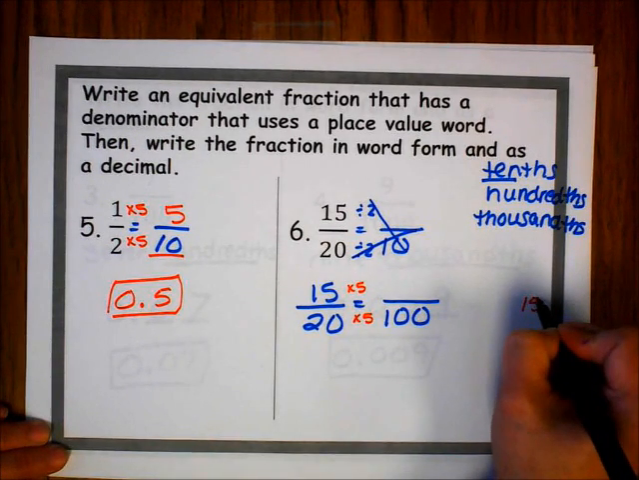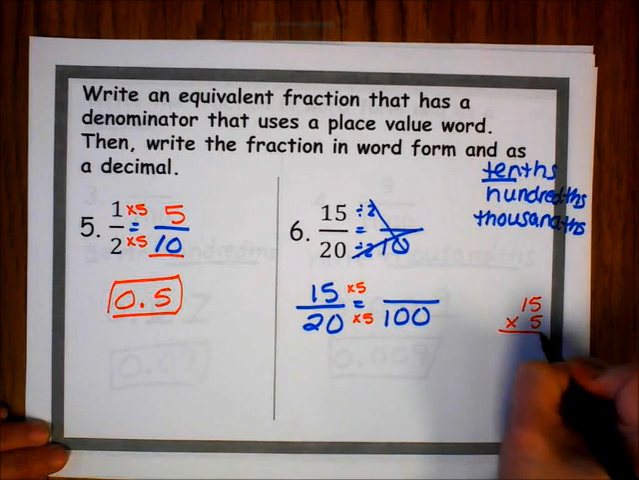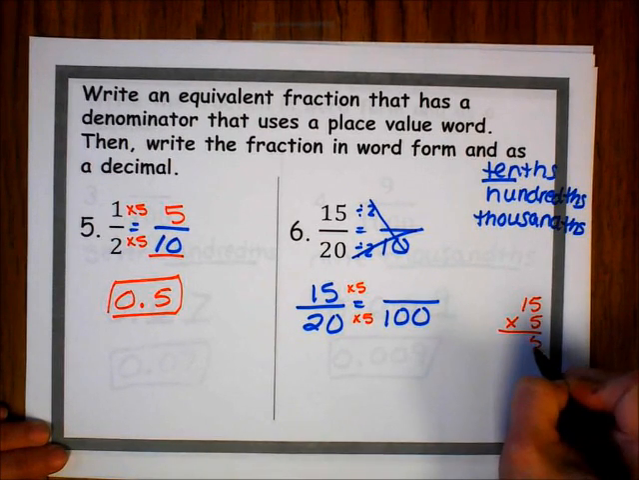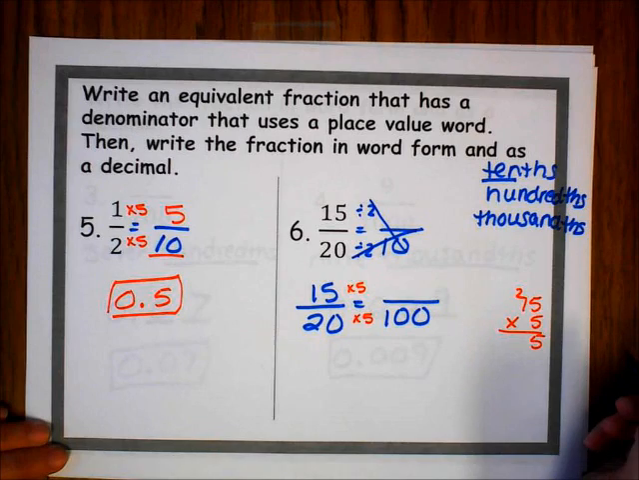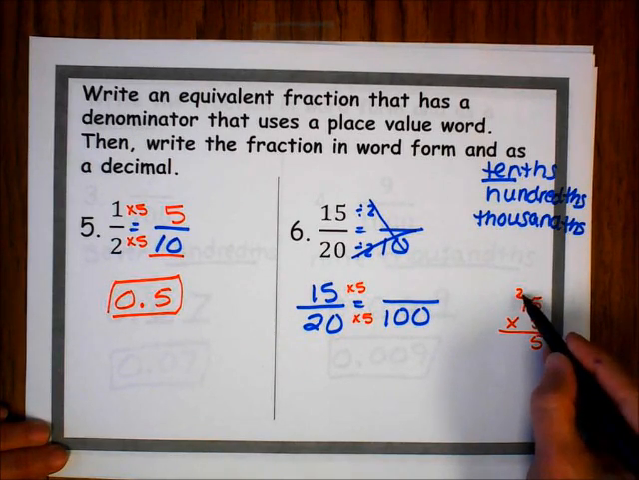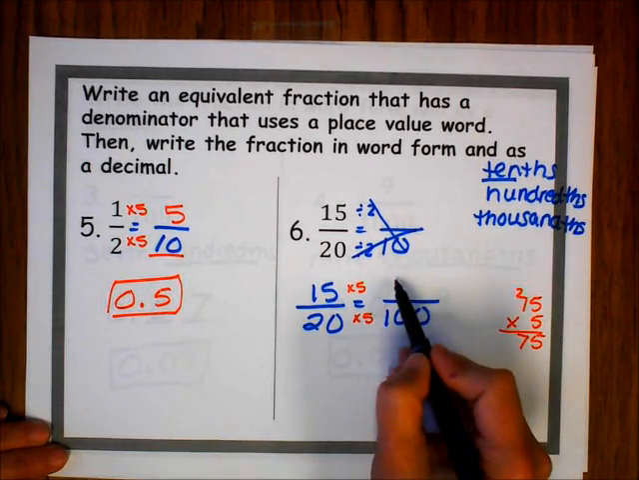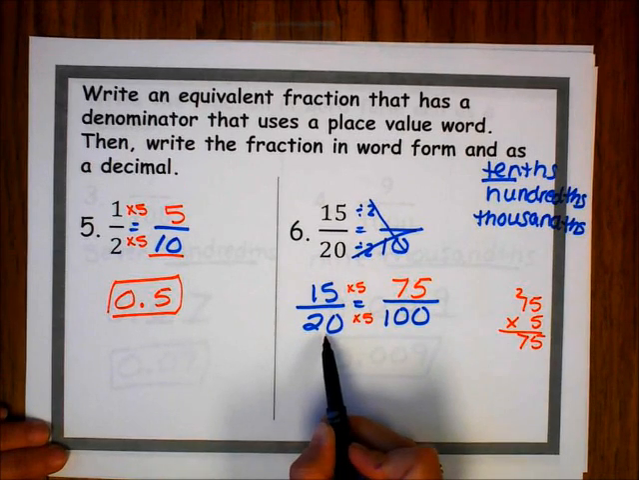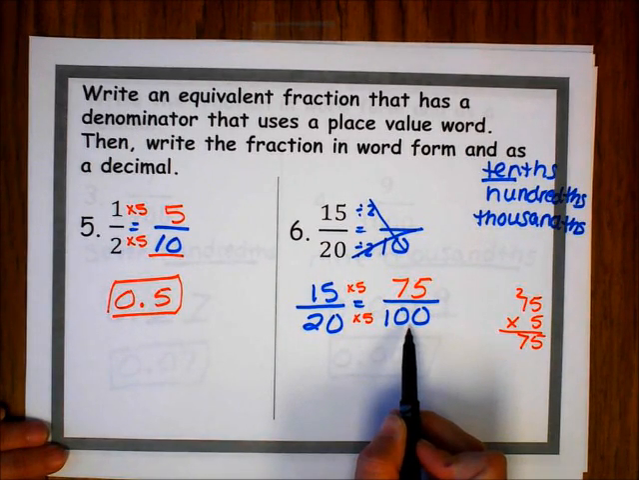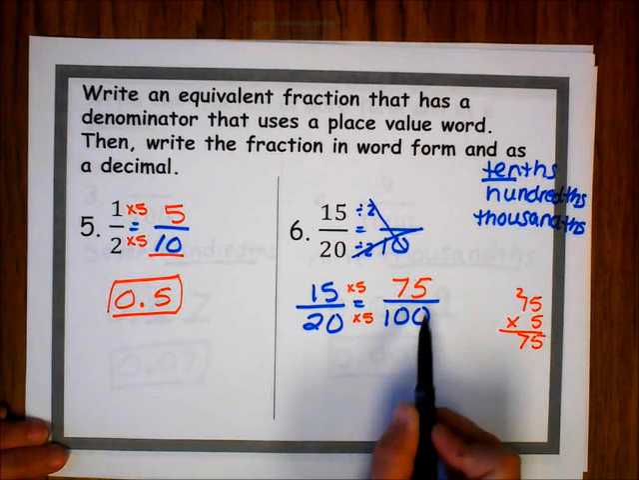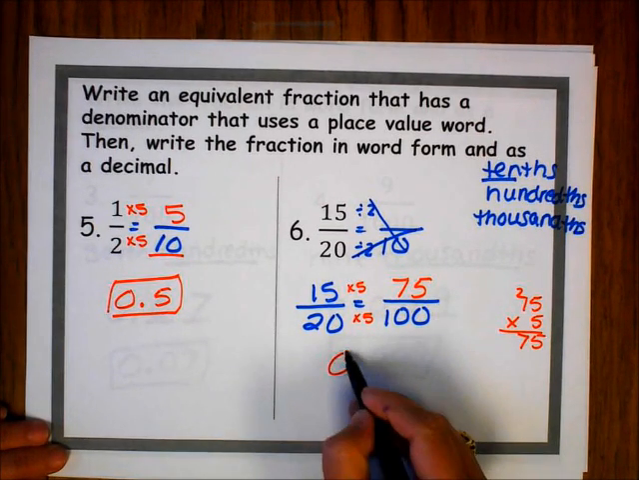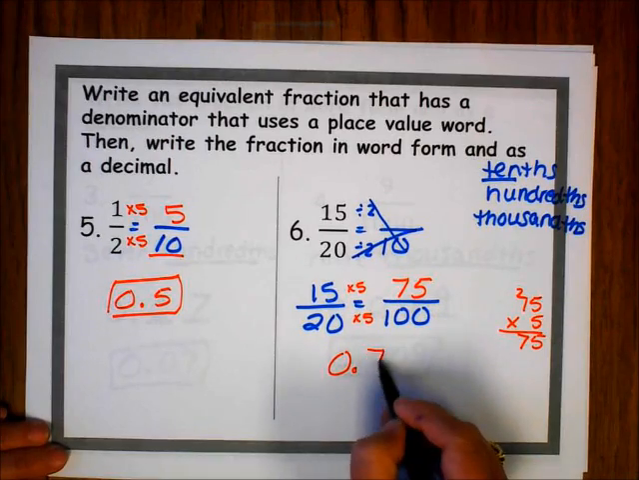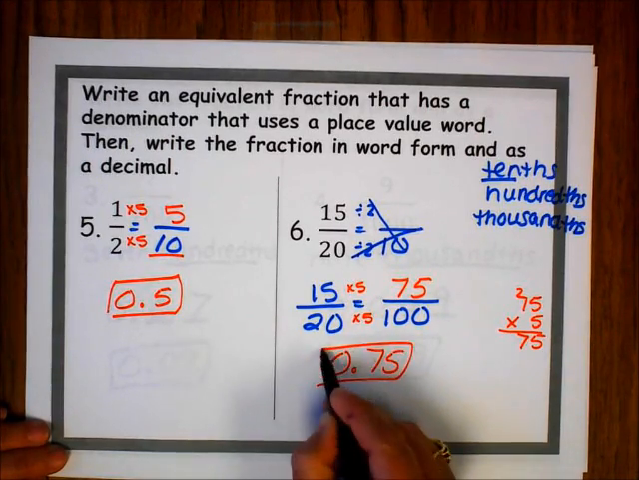So I'm going to come to the margin and multiply 15 times 5. 5 times 5 is 25, carry the 2. 5 times 1 is 5, 5 plus 2 is 7. So 15/20 is equivalent to 75 hundredths. Now that we have a denominator that's a place value word, I can write it quickly and easily as a decimal. So 75 hundredths is going to be 0.75.